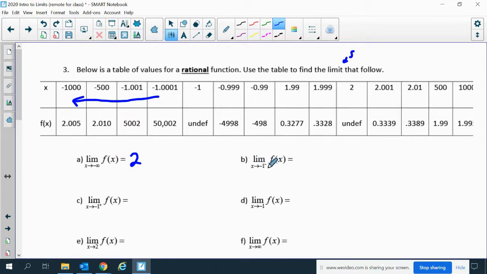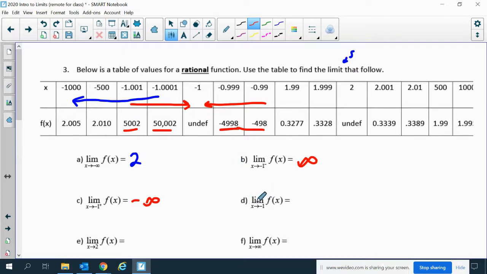The limit as x approaches -1 from the left. So if we're going to -1 from the left, we're starting and we're kind of getting close to here. So it looks like that one's approaching positive infinity because these numbers seem to be getting really, really big. The limit as x approaches -1 from the right, well, that would be going this way. That appears to be negative infinity because these numbers are getting really, really negatively large.